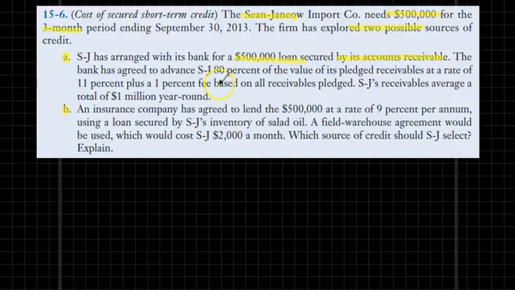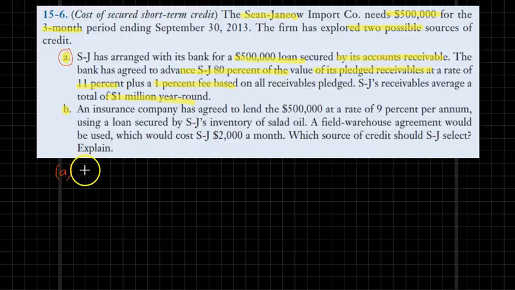The bank has agreed actually to advance 80% of our pledged account receivables. And in addition, the bank will charge 11% interest and 1% fee for that. Currently our company has $1 million receivables, so that amount should be more than enough to cover the $500,000 loan. So let's go ahead and try to solve the first financing option.